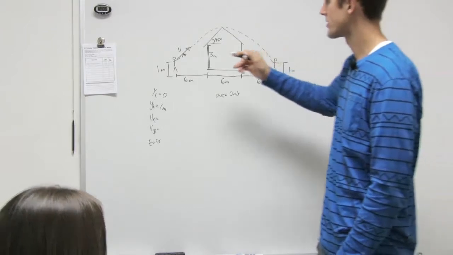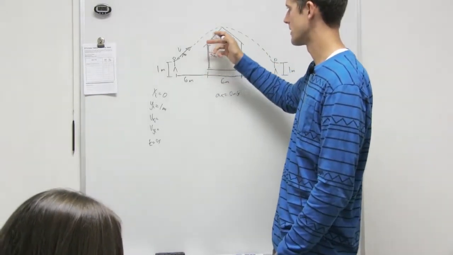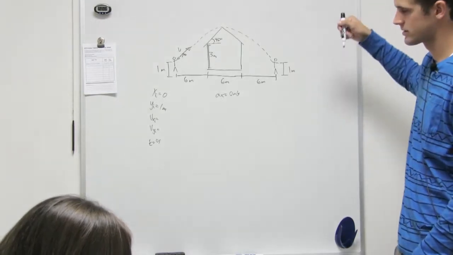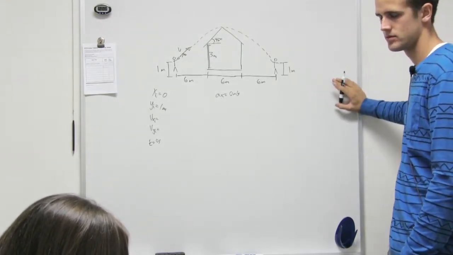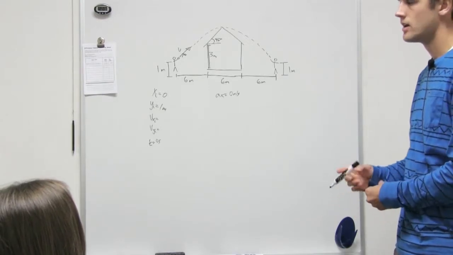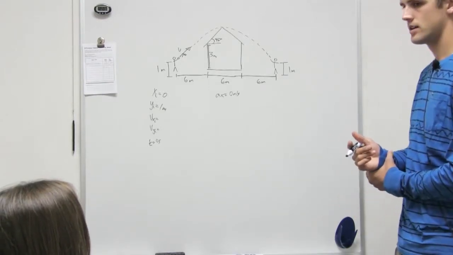After it's been thrown, it's up in the air, the only thing that's acting on it is gravity. And gravity only acts straight down. So most of the time, if someone's throwing something or it's in the air, it will just be an acceleration due to gravity.